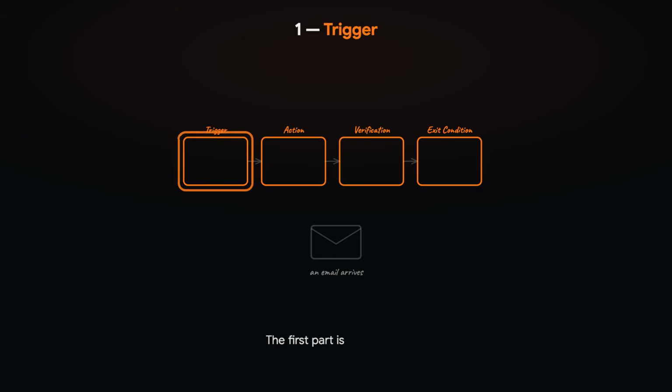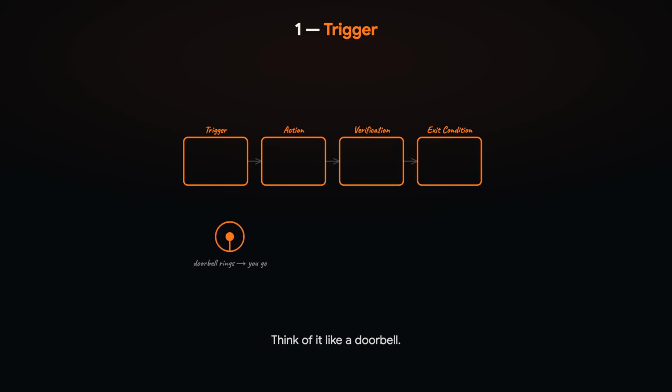The first part is the trigger. A trigger is the event that starts the loop. Nothing happens until the trigger occurs. Think of it like a doorbell. The bell rings, and only then do you walk to the door. Without the bell, you stay where you are.